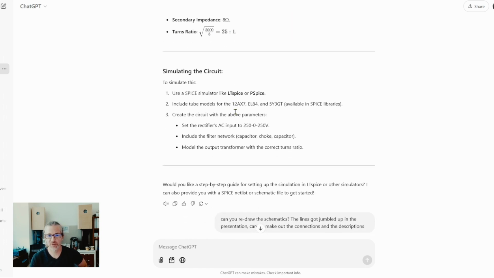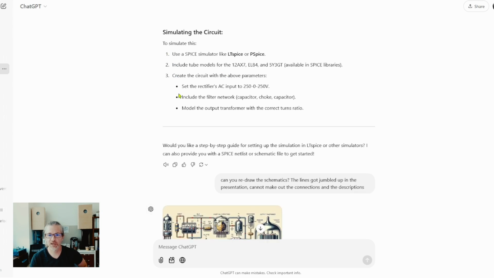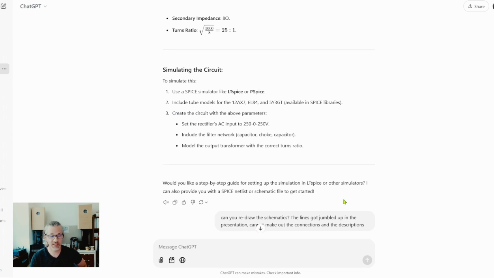Transformer 5K. Okay, now I wanted to ask it. Here it comes, totally crazy, what I asked it. Because it was suggesting I can do simulations and whatnot, but can you redraw the schematics? The lines got jumbled up in the presentation. Can you make out the connections and descriptions?